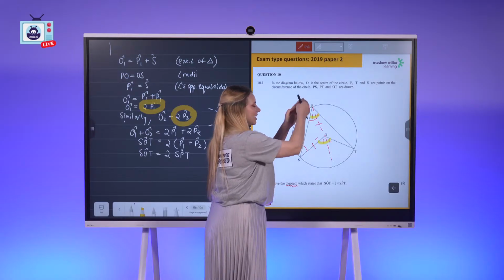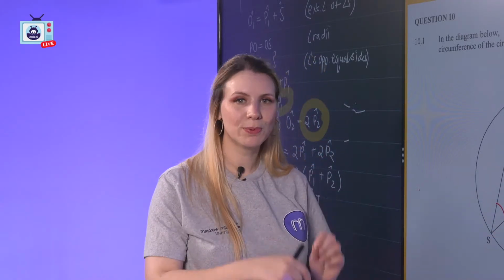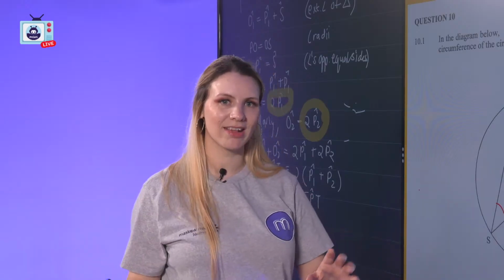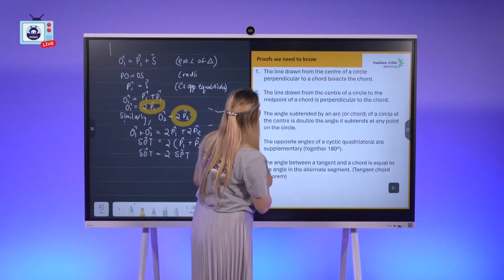The angle at the circumference is SPT. I am not allowed to use that theorem to prove that theorem. I have to use other axioms and theorems. All right, grade 11s, let's move on.